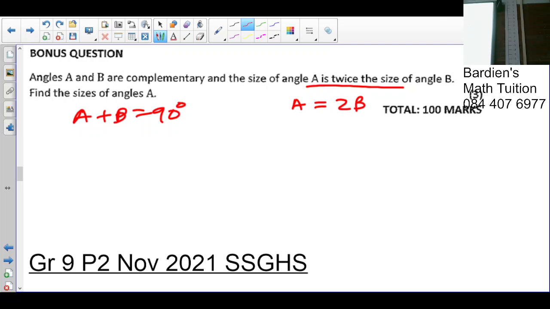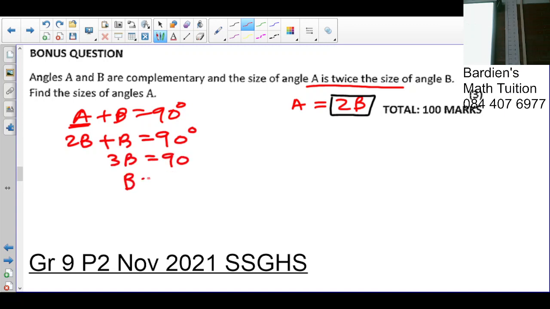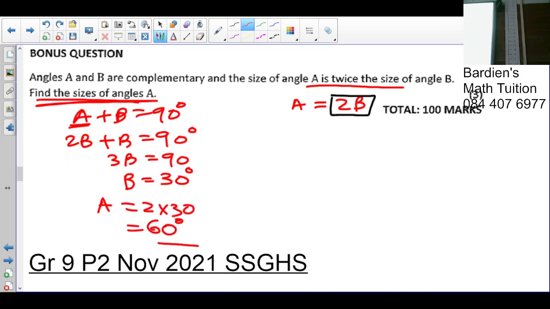So, wherever I see A, I replace A with 2B. So 2B plus B is equal to 90. 2B plus B, 3B. So B is 30 degrees. But they want the size of angle A. So angle A is 2 times 30, which is 60.